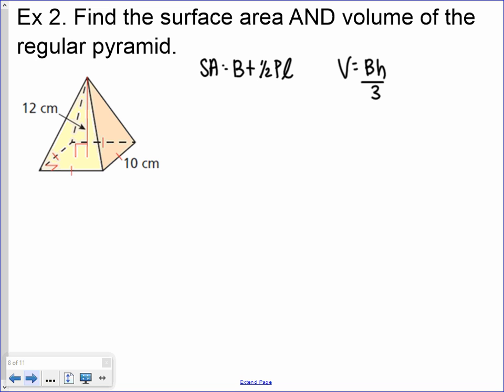Square, perfect square. And these are all going to be regular pyramids. So the base has to be a regular polygon. Like it's going to have to be equilateral. It has to be for the ones that we're doing. So our capital B is the area of a square. Base times height. 10 times 10. What's 10 times 10? 100. There's your capital B.